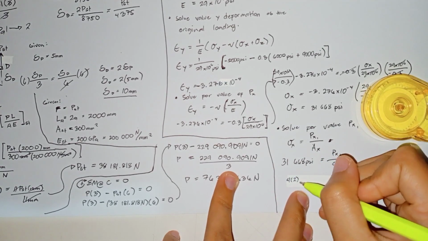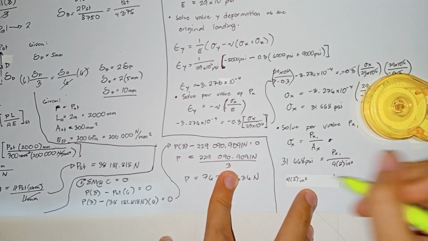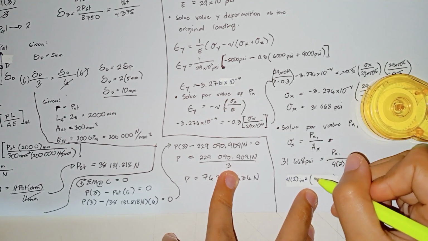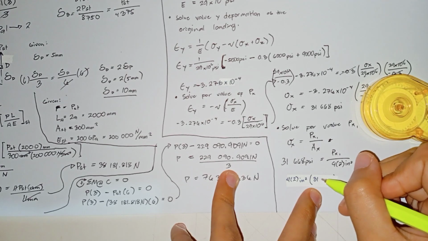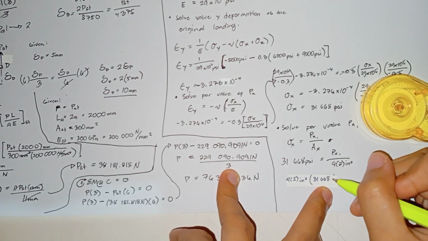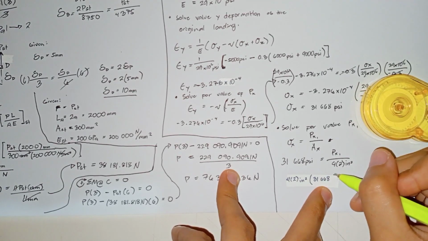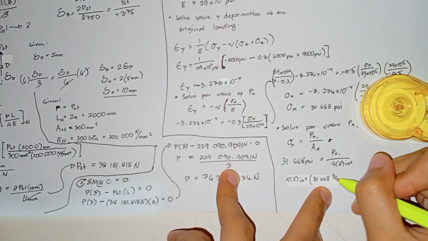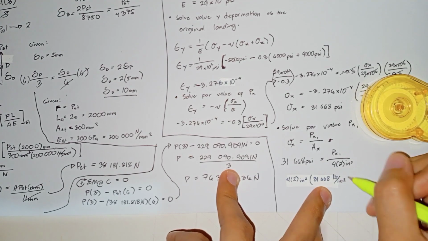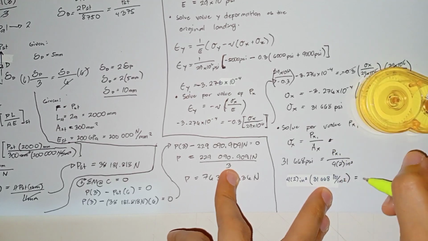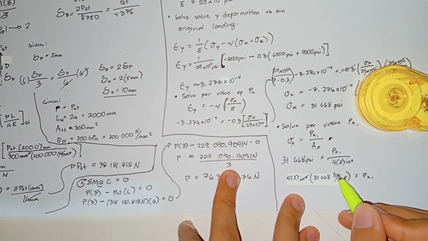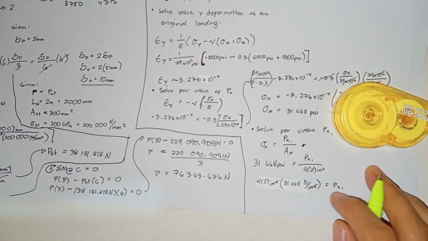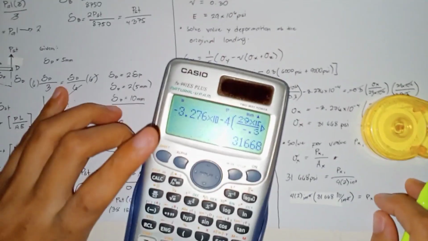So, 4 times 2 inch square. Multiply natin siya sa 31,668 PSI. Or, ang PSI is equal to pounds per inch square. Equal to P of X sub 1. Cancel natin si inches, therefore, maiiwan lang natin dito is si LB, or si pounds.